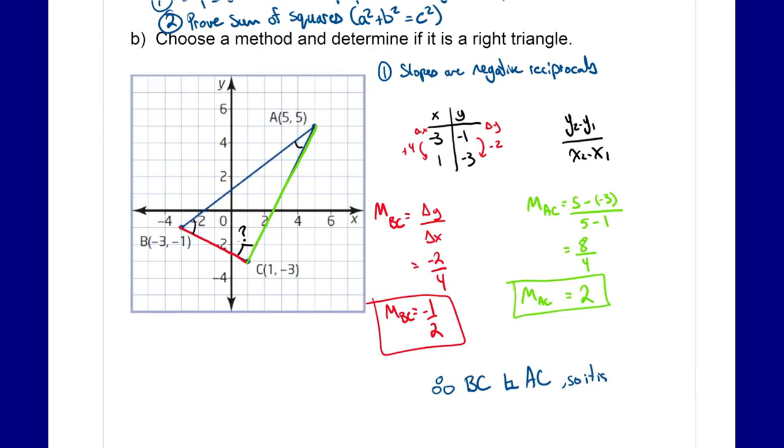So it is a right triangle. A right triangle needs to have that 90-degree angle. So this angle is now 90 degrees. We have proven that by looking at the two slopes. So we verified that this is a right angle triangle.